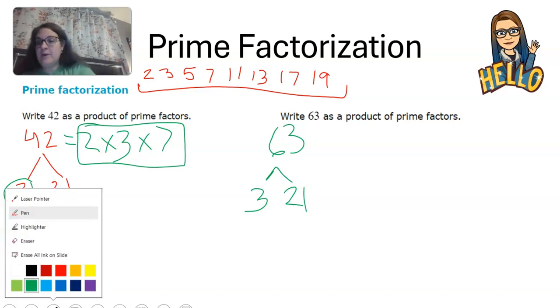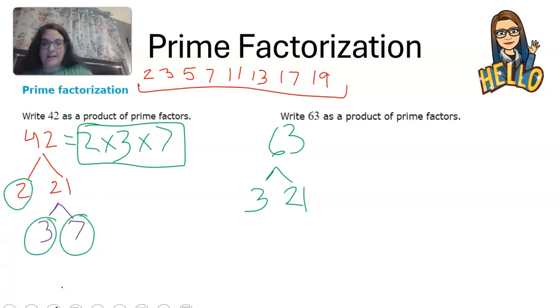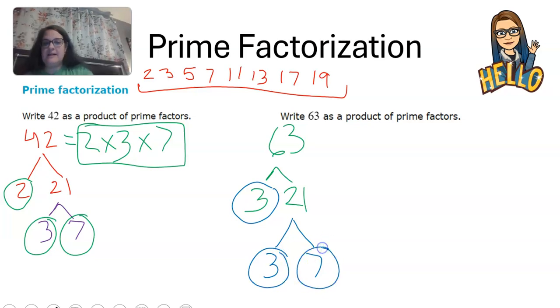Okay, now we can break that 21 down again, and luckily we already know from our last problem that 21 can be broken down into 3 times 7. So we have 3 times 3 times 7. So 63 is 3 times 3 times 7.